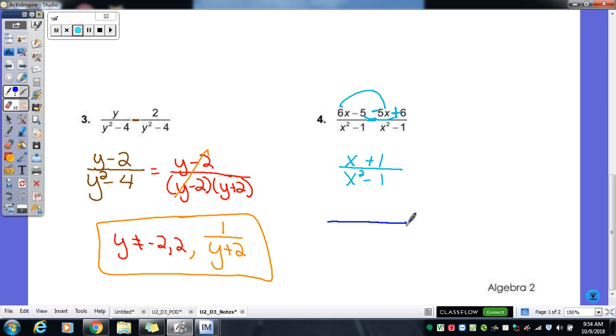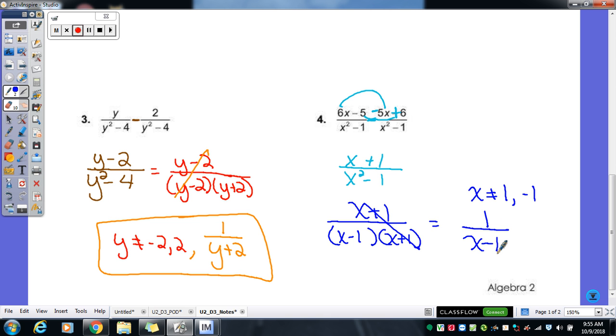So we've got to try to reduce. We've got a difference of squares factoring in our denominator there, so let's take care of that. X squared minus 1. What would that factor into? X minus 1, x plus 1. So what are our two restrictions? 1 and negative 1. Cancel out our x plus 1's, and we get 1 over x minus 1 as our final reduced fraction.